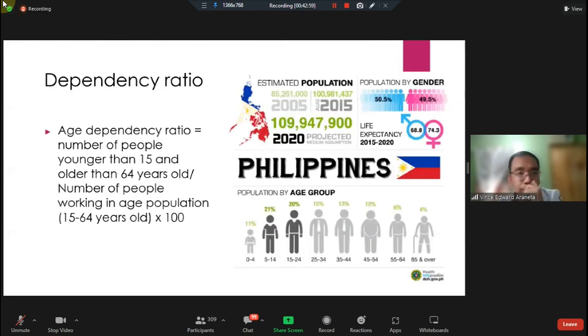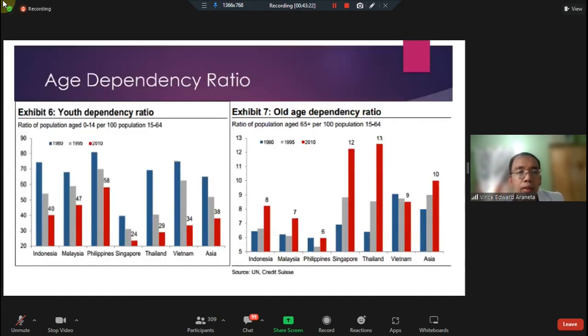Next is the age dependency ratio. Age dependency ratio equals the number of people younger than 15 and older than 64 years old, divided by the number of people in the working age population, 15 to 64, times 100%. To compare among countries, the data shown here is the proportion of dependents per 100 working age population.